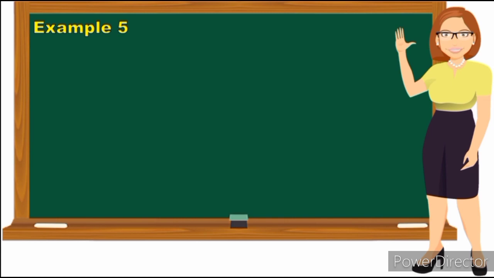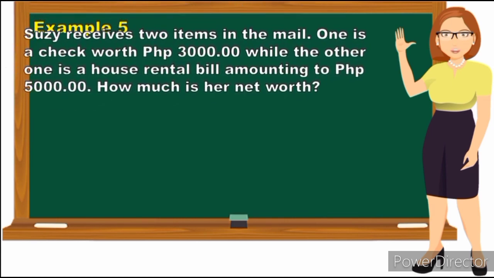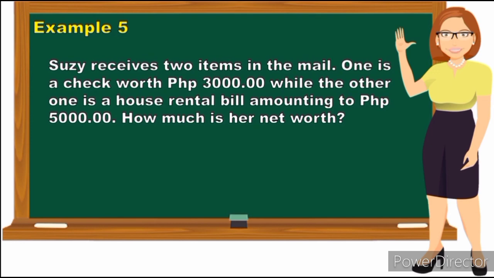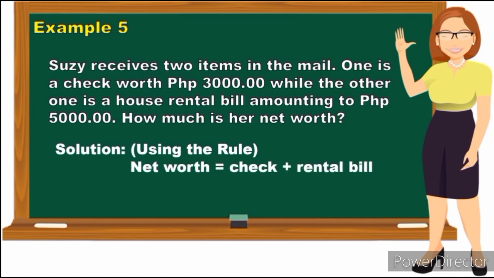Example number 5. Susie receives 2 items in the mail. One is a check worth 3,000 pesos, while the other one is a house rental bill amounting to 5,000 pesos. How much is her net worth? For our solution, we will use the rule. Net worth is equal to check plus rental bill. For a number sentence, n is equal to 3,000 plus negative 5,000. N is equal to negative 2,000. What do you think is our sum?